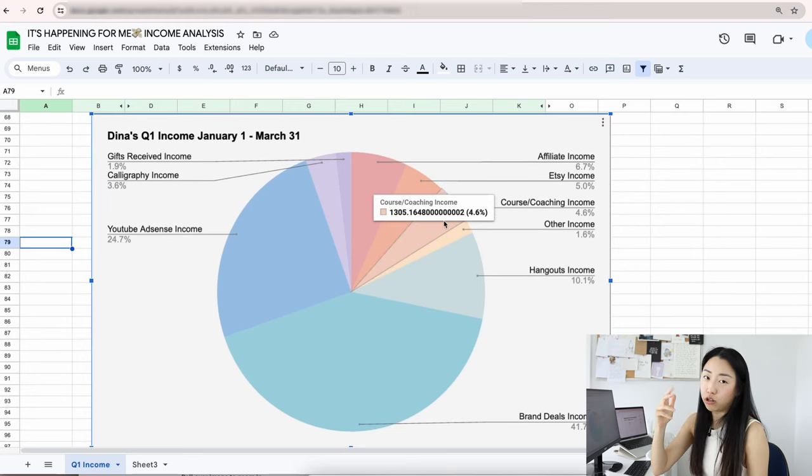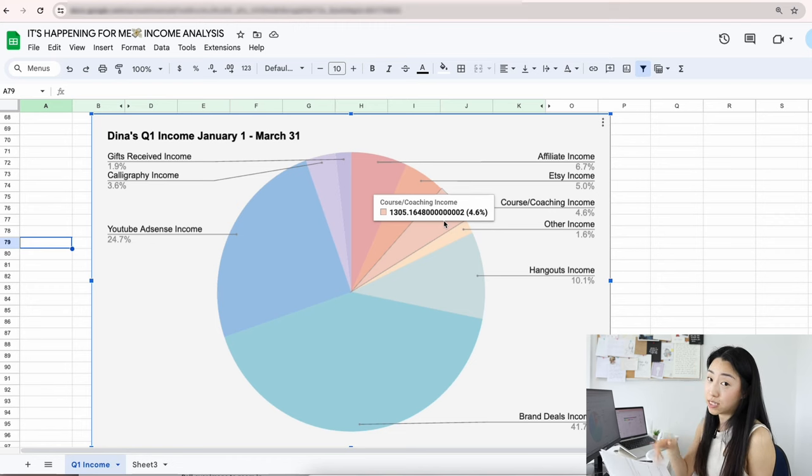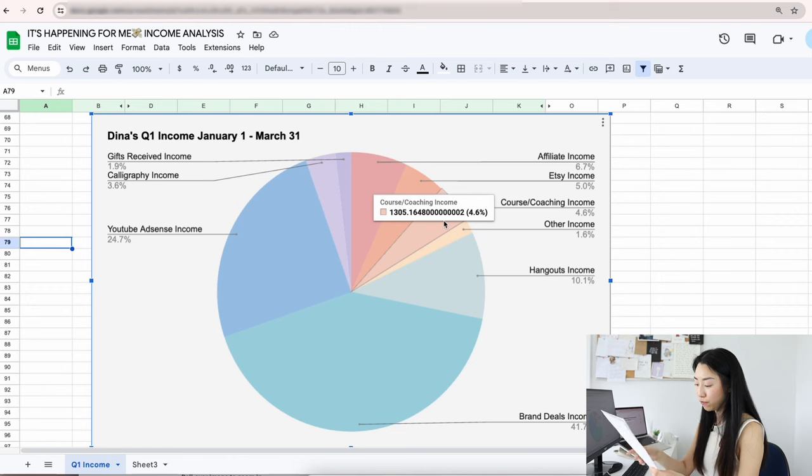The course/coaching income, which also includes digital products, I guess. This is something that I can control. I can't really control YouTube AdSense. I can't really control brand deals all that much, but I can control the digital products that I sell myself. So that's something I really want to focus on. I am working on some digital products that are very, very low priced. So we'll see how that goes. I'll give you an update after 3 more months have passed.